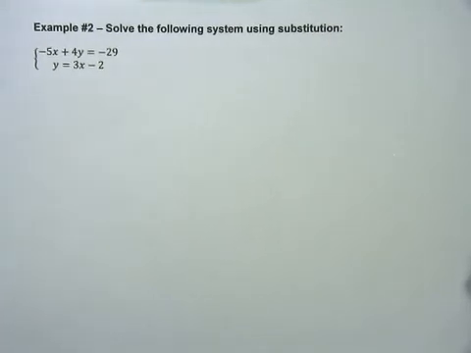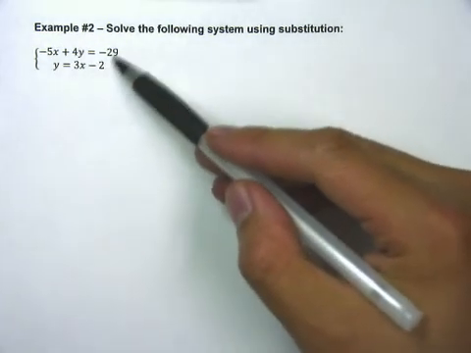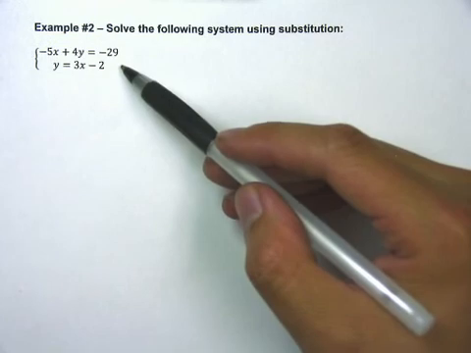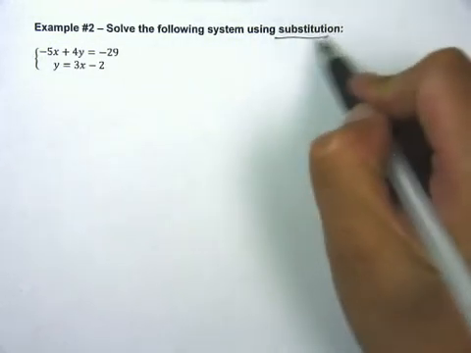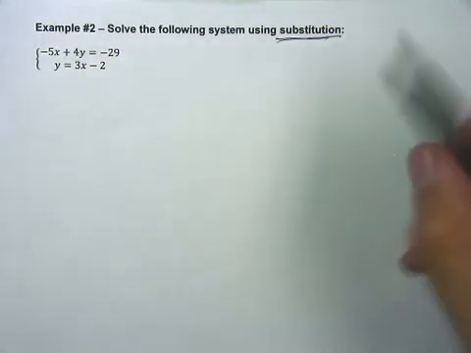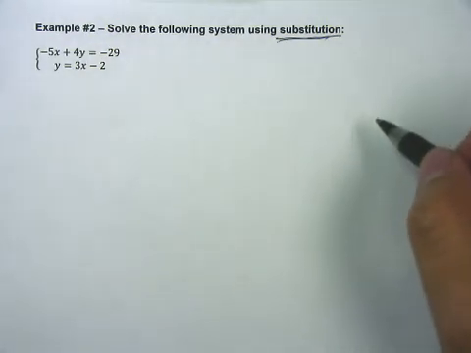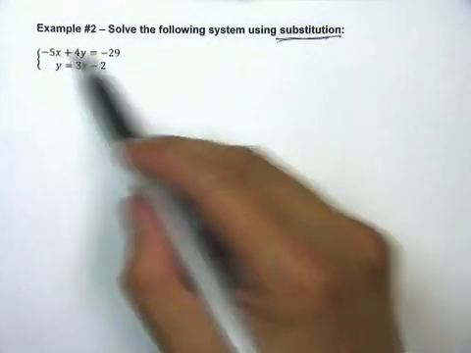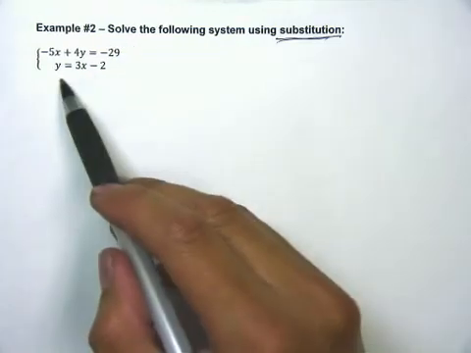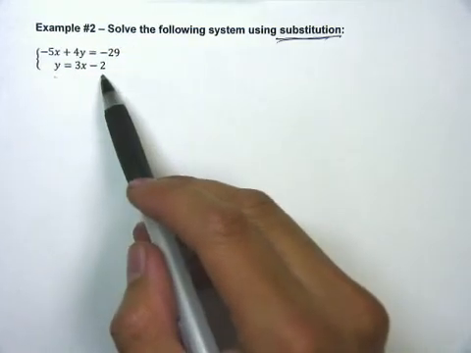In other words, we're trying to find the solution, the ordered pair that makes both of these true. It's also the place where these two lines will intersect. And I'm going to do this with substitution. So remember, this solution is the place where the x and y for the first equation are the same as the x and y for the second equation.